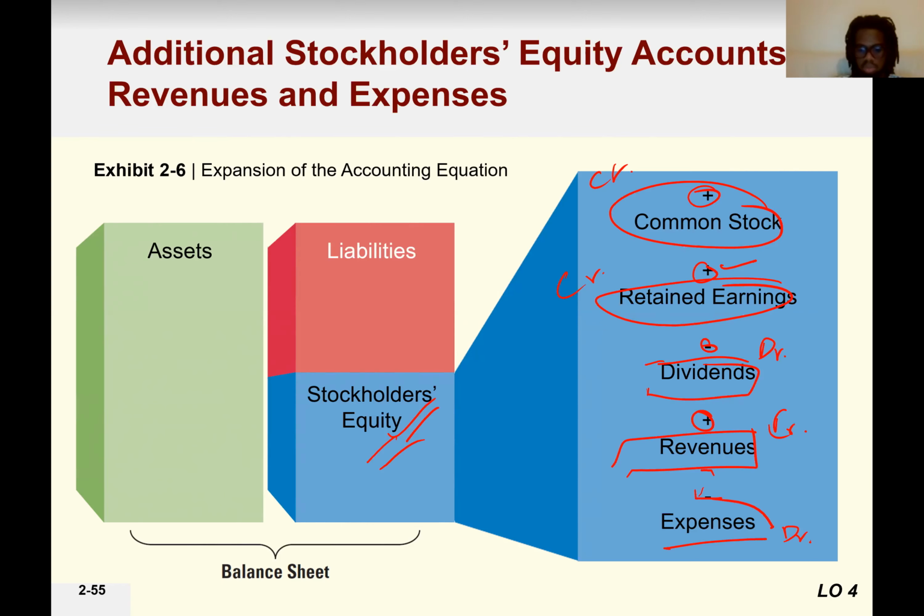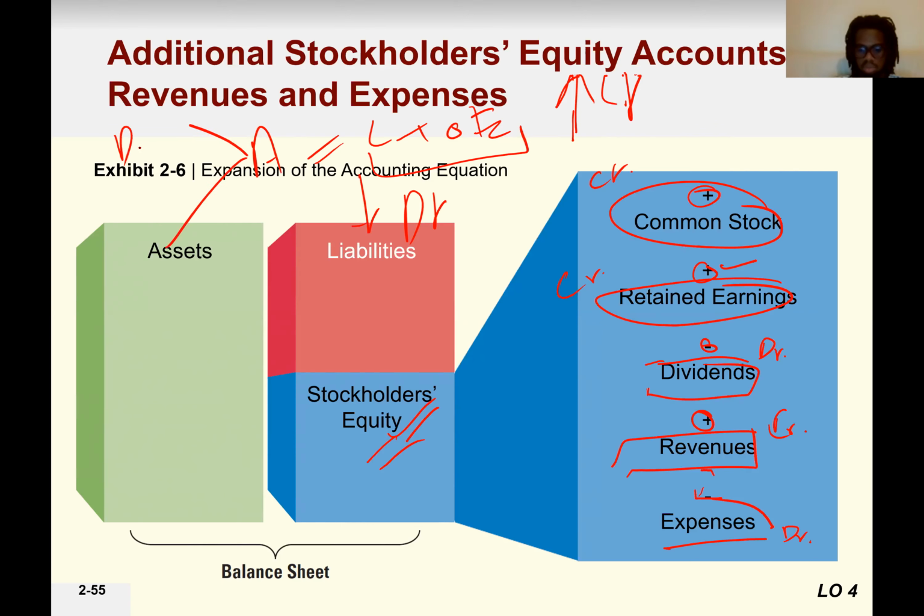So remember: asset increase, debit. Asset decrease, credit. On the other hand, liabilities and owner's equity increase mean credit, and liabilities and owner's equity decrease mean debit. Asset increase, debit. Asset decrease, credit. Liability increase, credit. Owner's equity increase, credit. Liability decrease, debit. Owner's equity decrease, debit. That is the simplest way to remember it.